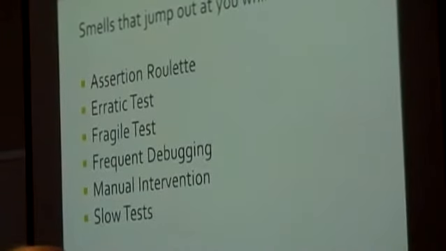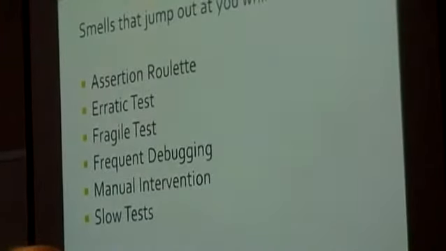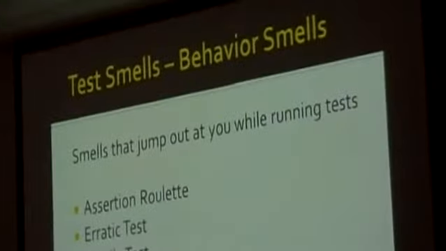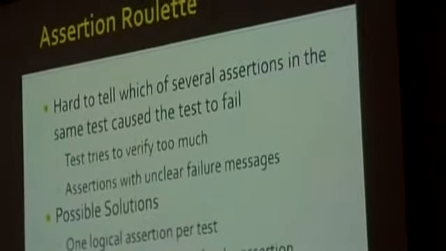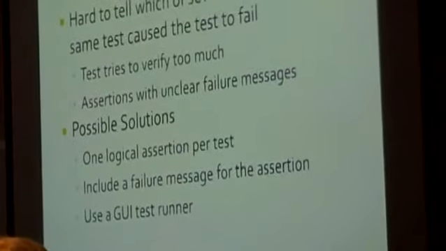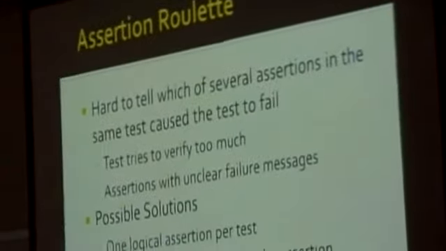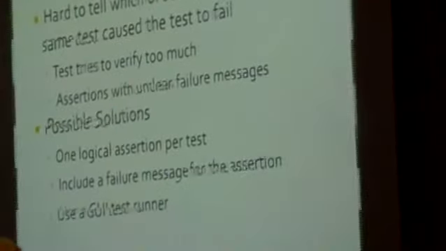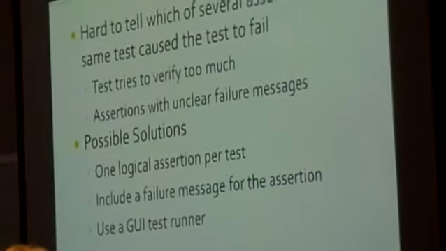Let's talk about behavioral smells, the ones that jump out at you when you're running the tests, now that you've got them written. Assertion roulette. It's hard to tell exactly which assertion failed in your tests. This usually happens when you're trying to verify too much, or tests or assertions that don't have clear failure messages.